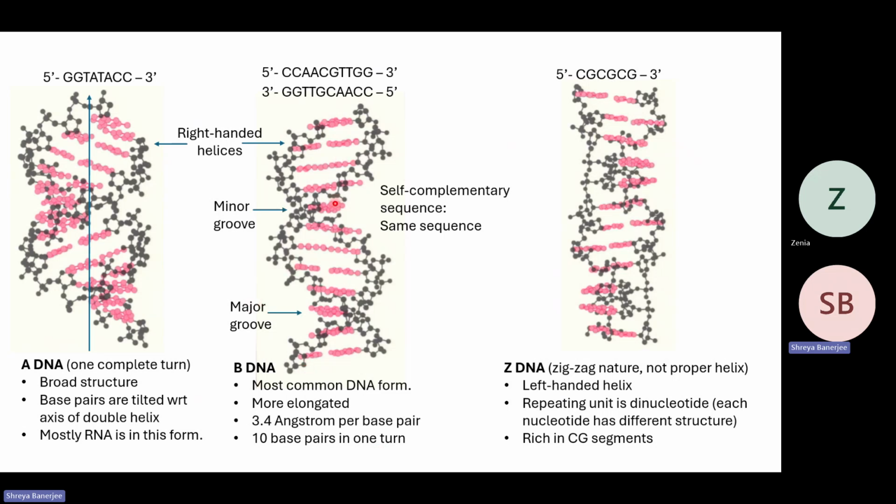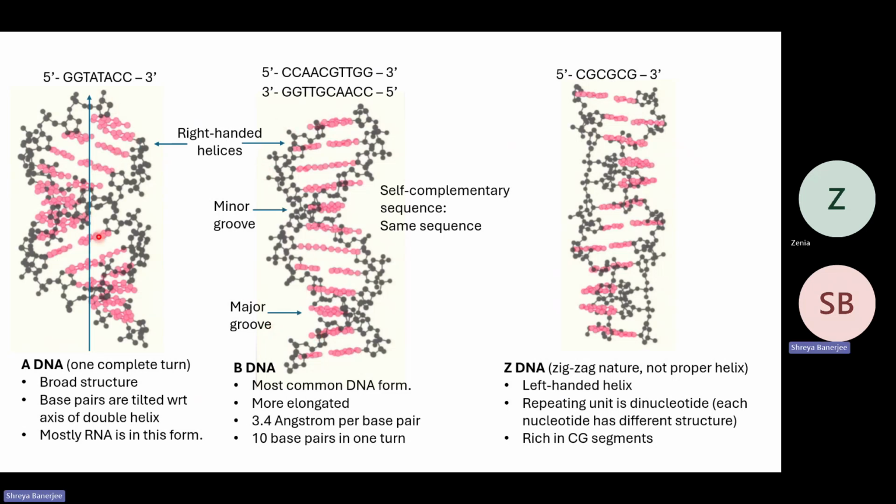In this structure you can see there are 2 kinds of grooves forming. One is a major groove, which is a larger groove, and one is a minor groove, which is a smaller groove. And most protein-DNA or metal-DNA interactions occur in these grooves. This is a right-handed helical structure.